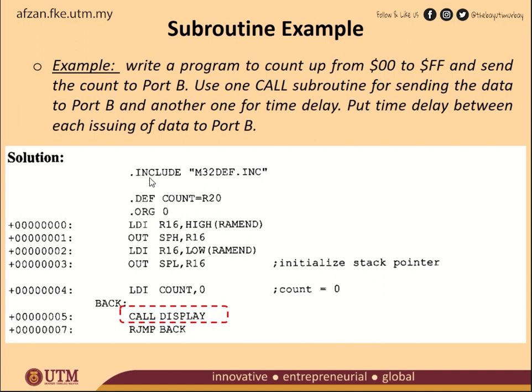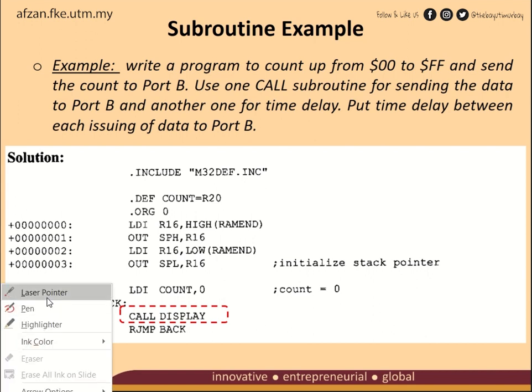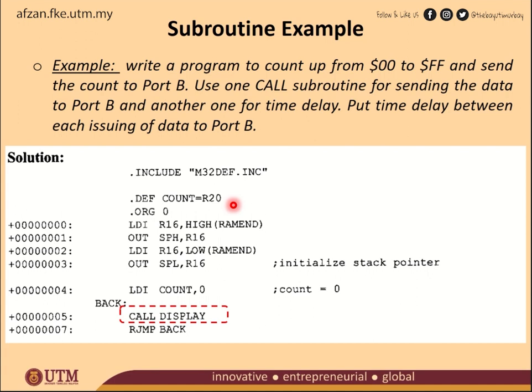First, include m2560def.inc. Every time you write down your program, you need to include this file, as usual. And then .def count = R20. What happened here? You define your R20 with another name, count. Every time you see count, you know that it is R20. Then .org 0. What happened here? You want to start your program memory at address 0.